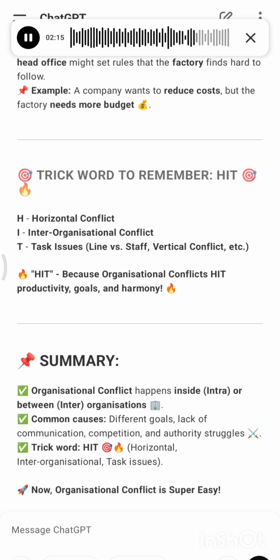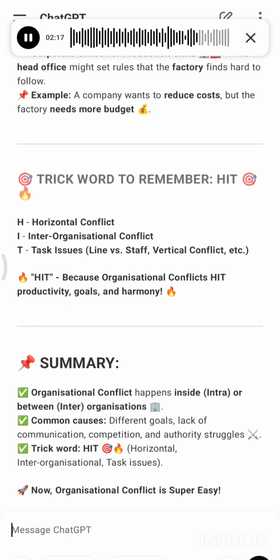Trick word to remember: HIT. H, horizontal conflict. I, interorganizational conflict. T, task issues, line versus staff, vertical conflict, etc. HIT, because organizational conflicts hit productivity, goals, and harmony. Summary: organizational conflict happens inside, intra, or between, inter-organizations. Common causes: different goals, lack of communication, competition, and authority struggles. Trick word: HIT, horizontal, interorganizational, task issues. Now, organizational conflict is super easy.